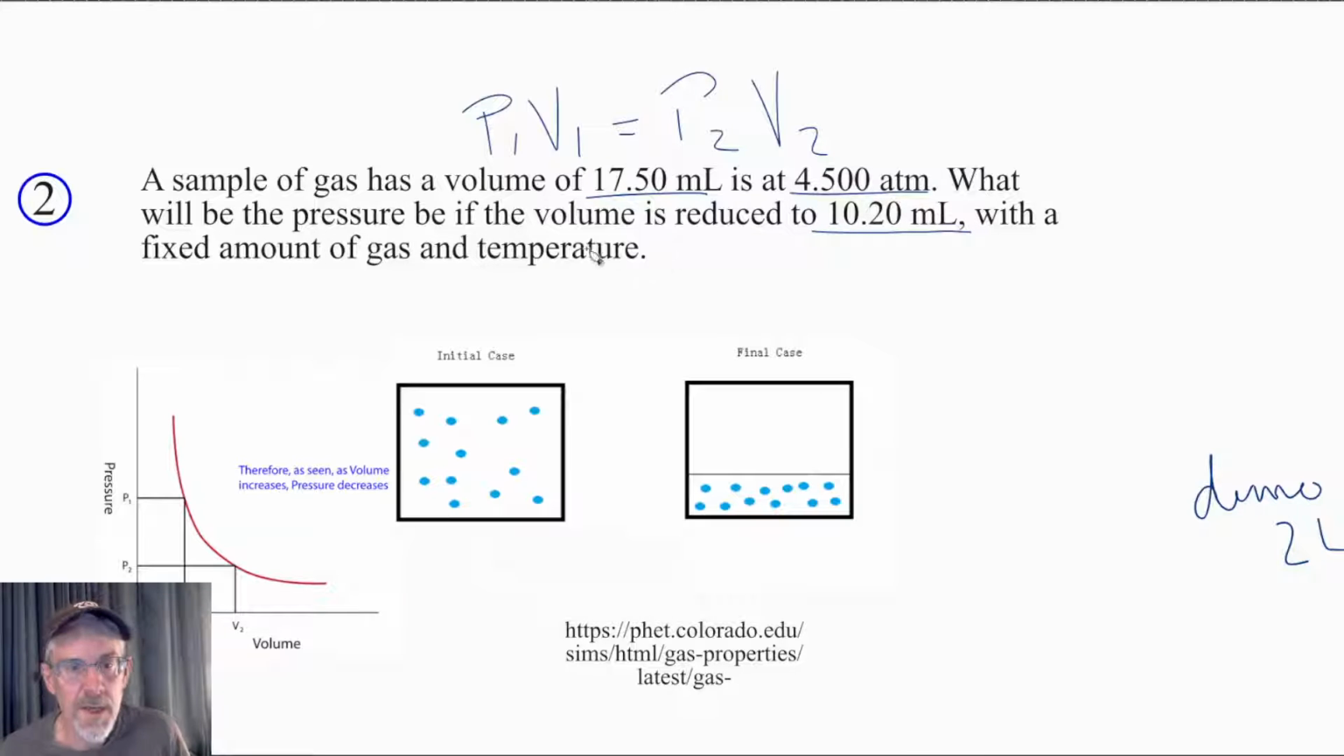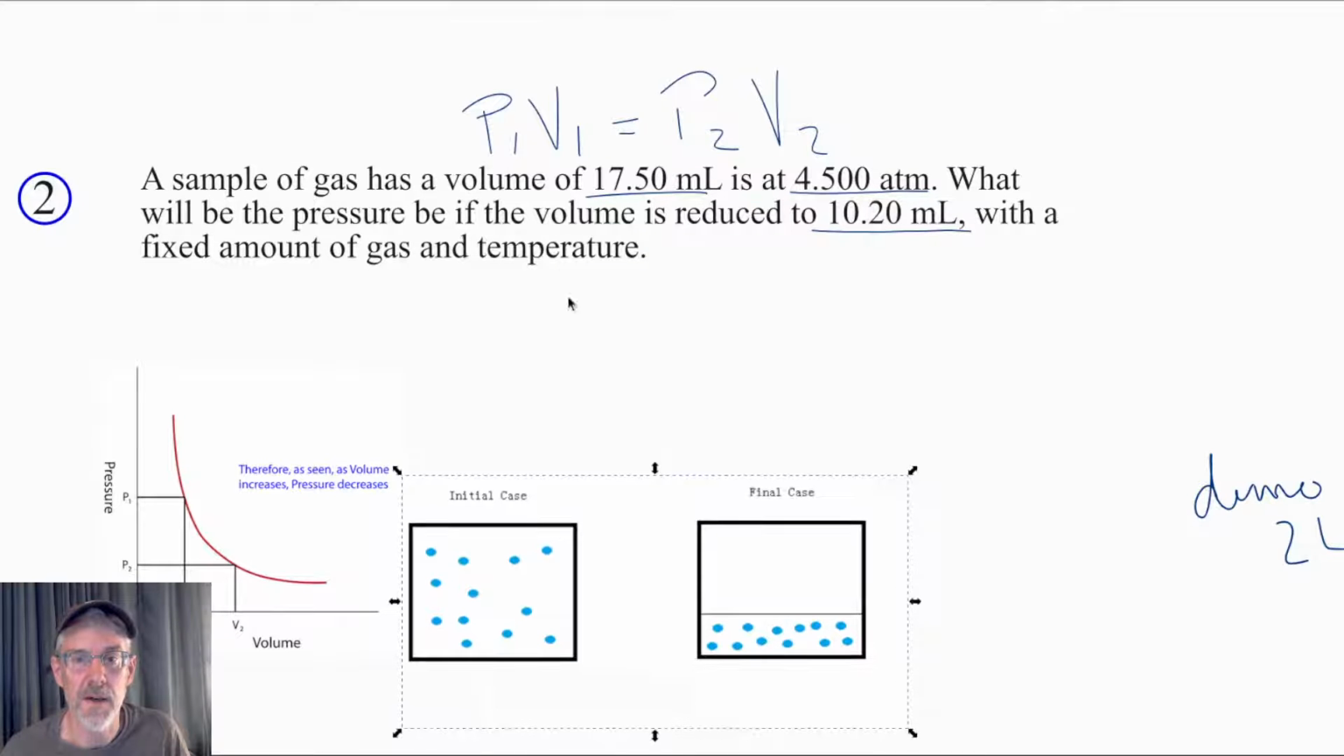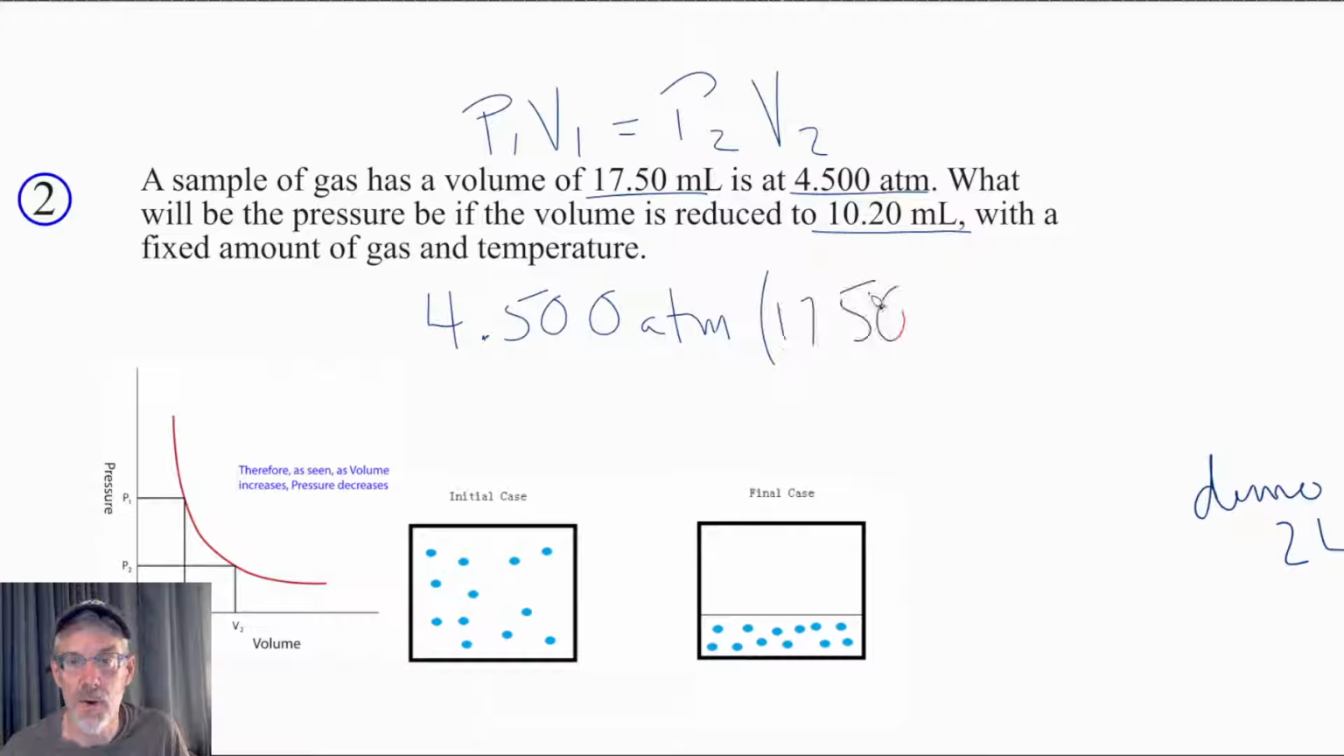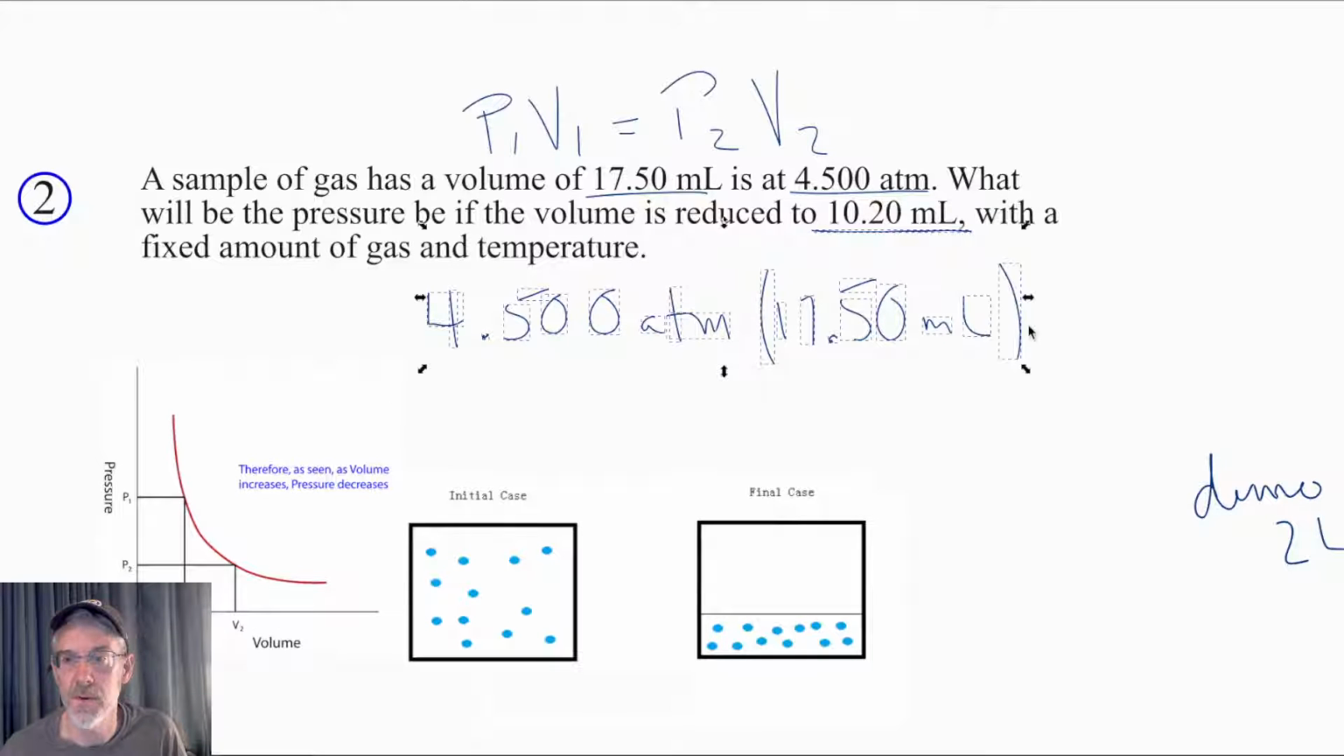All right, so when we're looking at this, they're saying that there's a fixed amount of gas and temperature. That means they don't change. So our pressure 1, let me move this down here. Pressure 1 would be 4.500 atmospheres times the volume, which is 17.50 milliliters. Let me move this over so we have a little room here.